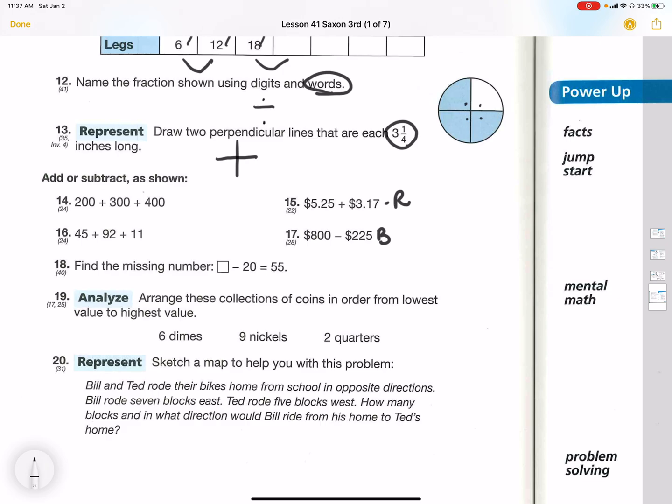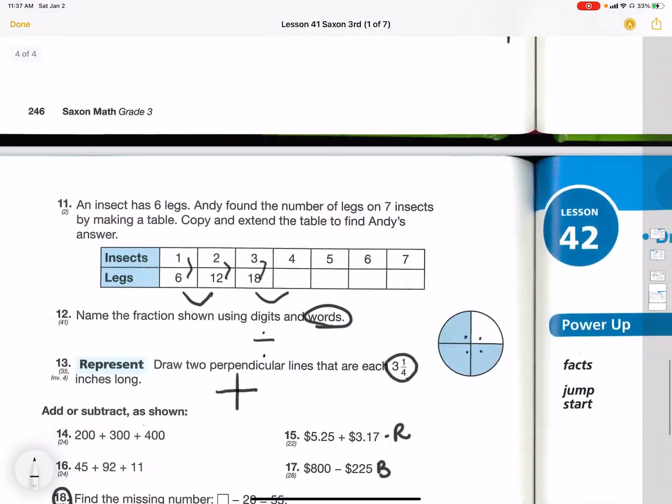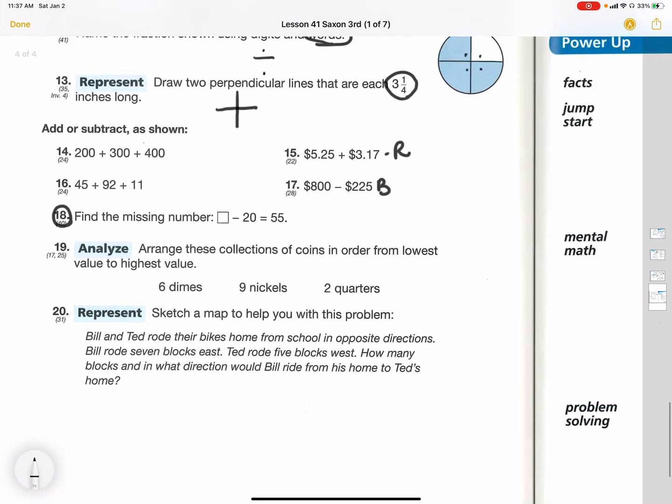Okay, number 18 is one of those very, very special missing number questions because you are subtracting and you don't know the first number. That means you add. This is the only time that you add to find a missing number. 55 plus 20. That'll give you the answer to number 18.